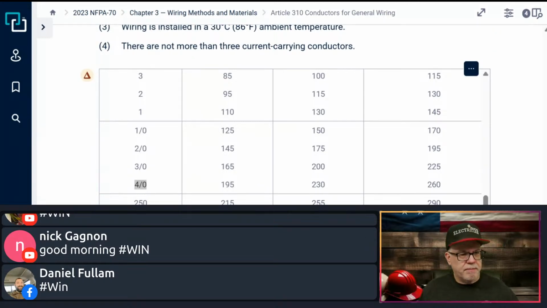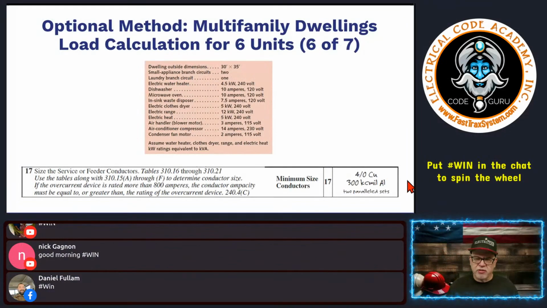So there's our 4-aught copper, and its equivalent is 300 kcmil aluminum. There you go. And it's 2 parallel sets because I don't want to run a large raceway with 600s in there. Don't want to do it.